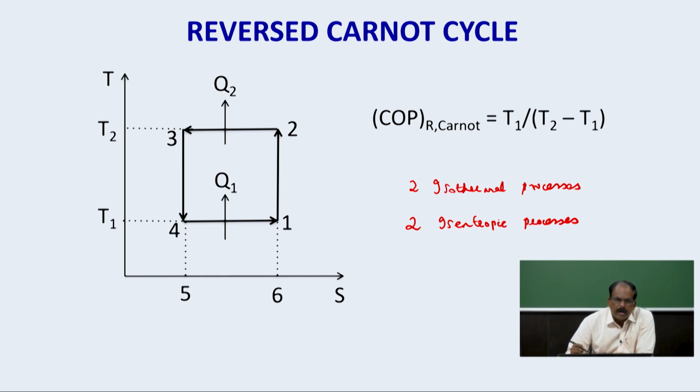The COP of a reversed Carnot cycle is expressed as T1 divided by T2 minus T1. So, two isothermal and two isentropic processes. The other name for isentropic is reversible adiabatic.